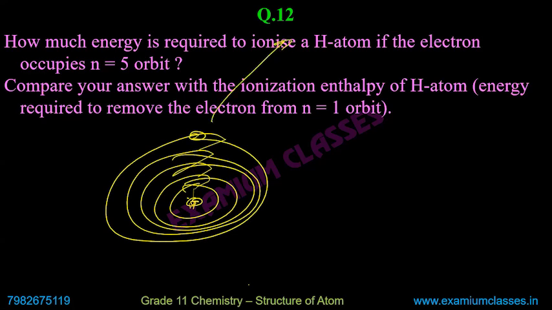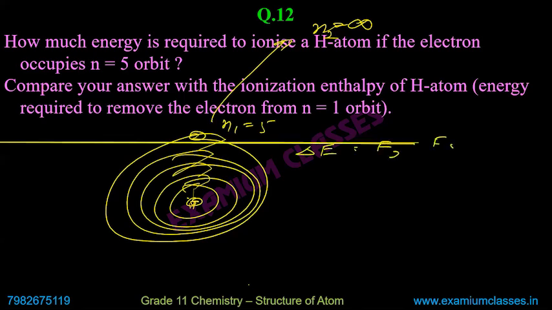and you need to move it to n equals infinity. So remember, when we are talking about ionization, it means the electron is going out of the atom. If it is going out of the atom, n is infinity. So n1 is 5 and n2 is infinity. So it will be delta E equals E2 minus E1. The formula is RH, 1 upon Ni square minus 1 upon Nf square. Actually it is E2; when you write E2, it will actually be minus RH 1 by n square.